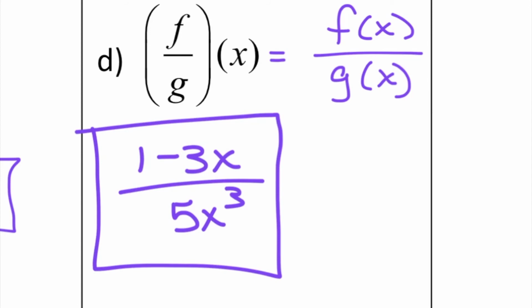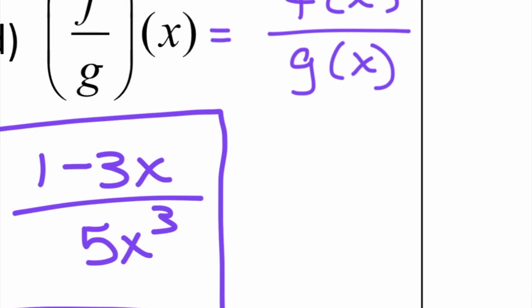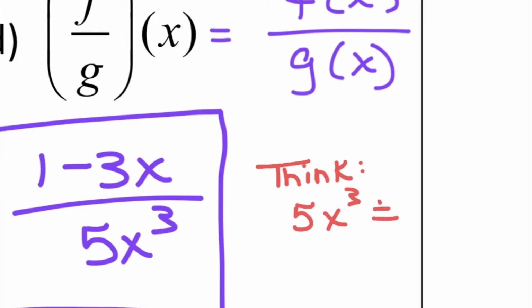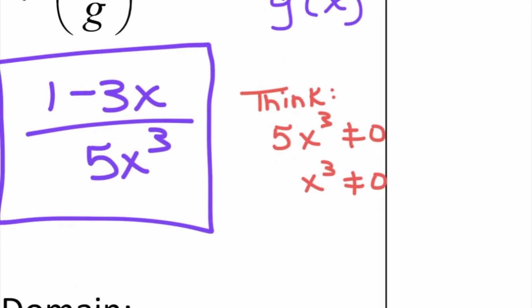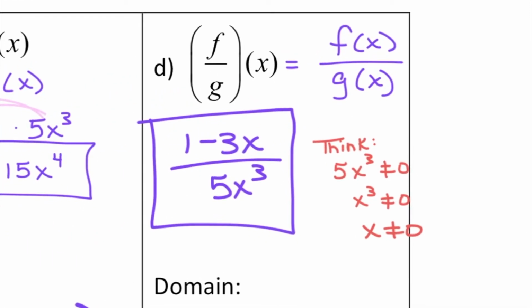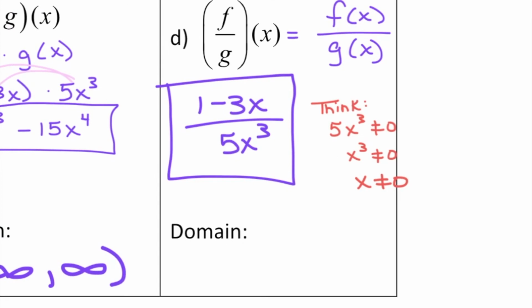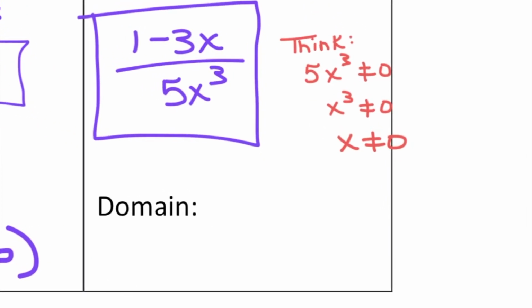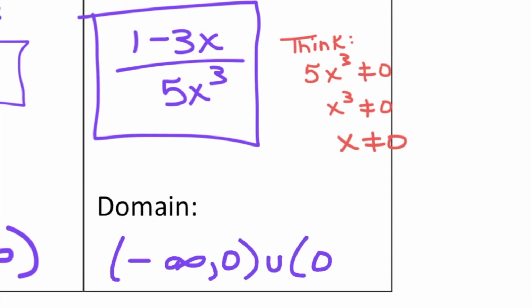But if you look at the denominator here, remember that your denominators can't be equal to 0. So your thinking here is that 5x cubed cannot equal 0, and therefore x cubed cannot equal 0, and therefore x cannot equal 0. So my domain then is going to be negative infinity to 0, not including 0 because 0 can't be in the domain, and going to positive infinity.